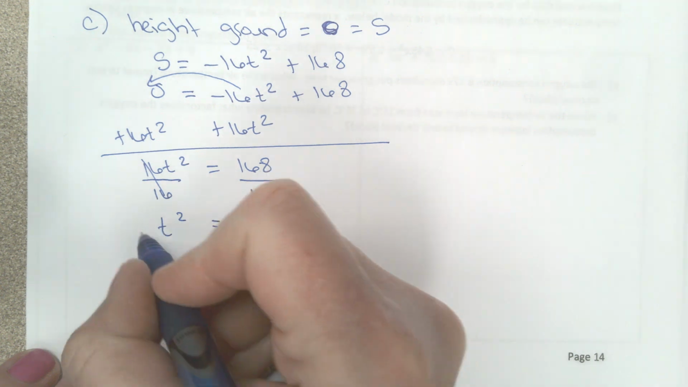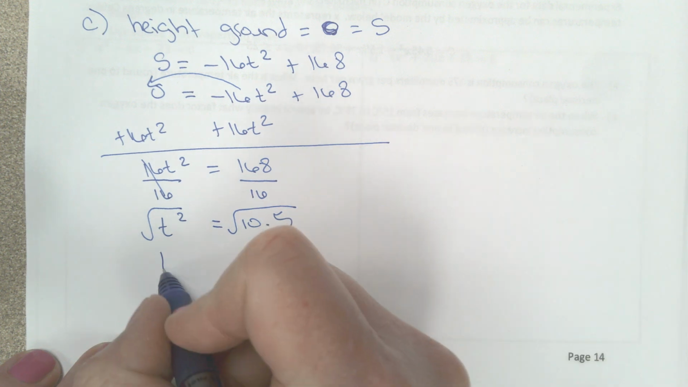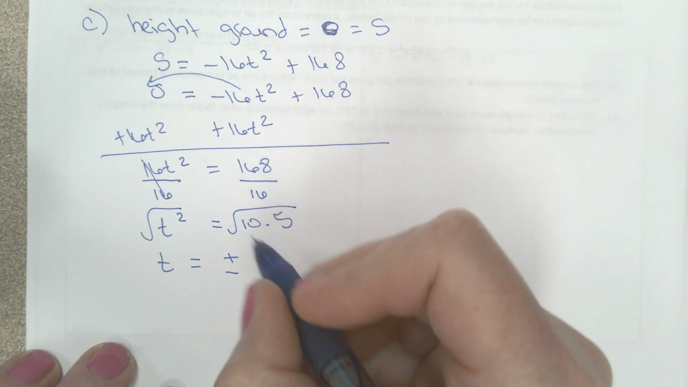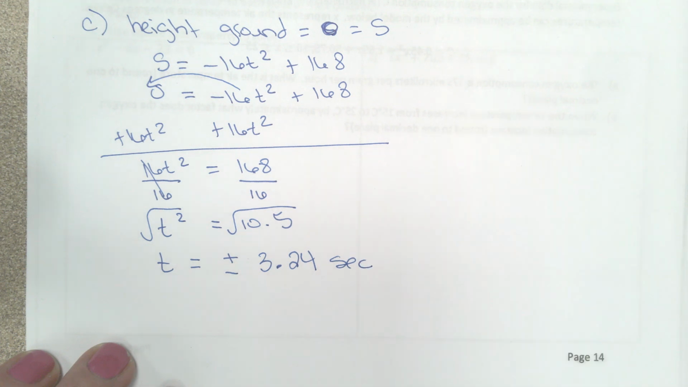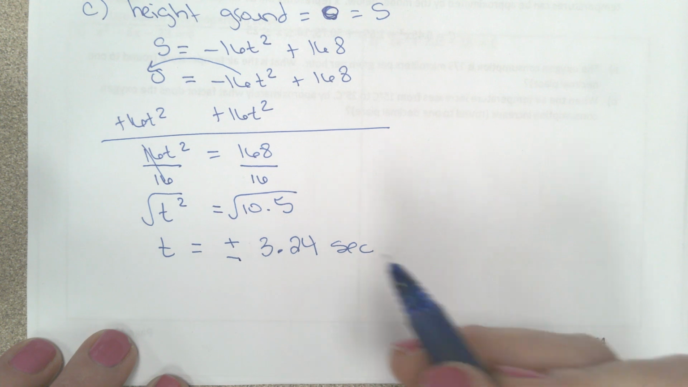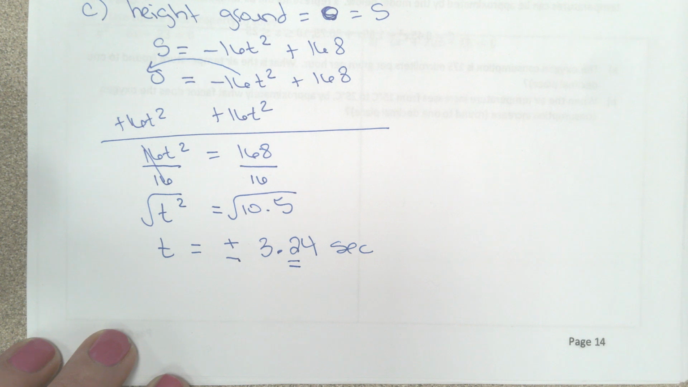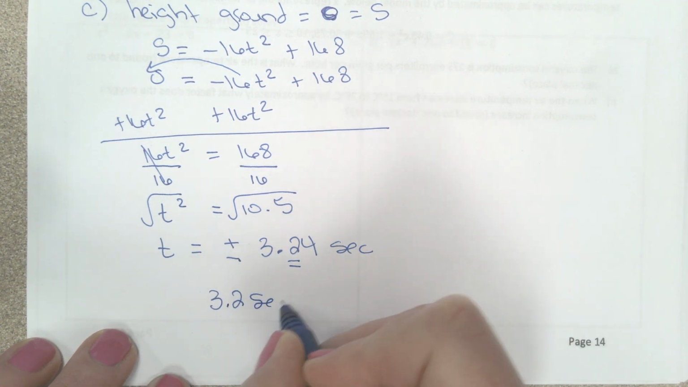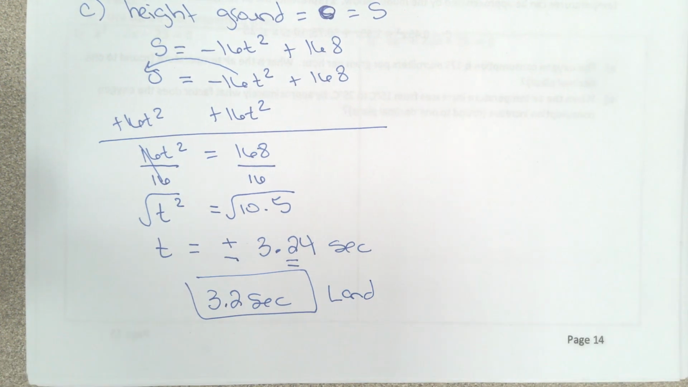Now I'm going to solve for t by taking the square root of both sides. So t equals plus or minus 3.24 seconds. Well, in this case, a negative time would not be reasonable. Up in the instructions, it said round it to 1 decimal place. And so therefore, it took 3.2 seconds for the ball to land.